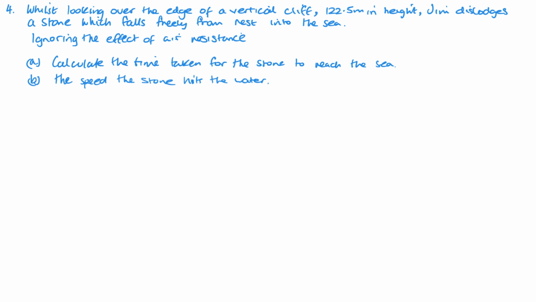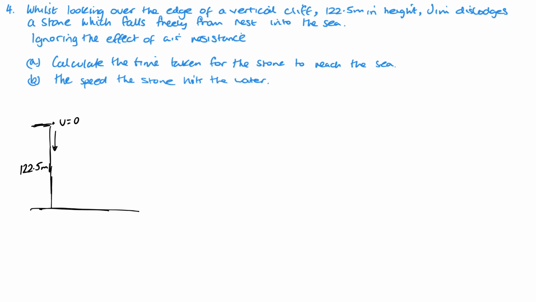Final question here, question 4. So we've got Jim just up on a cliff. The cliff is 122.5 meters. We've got a stone and it's just dropping down. So its initial velocity is 0.